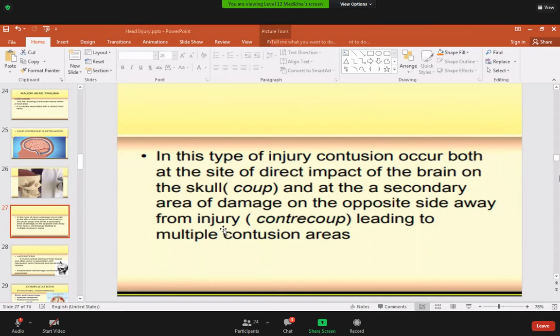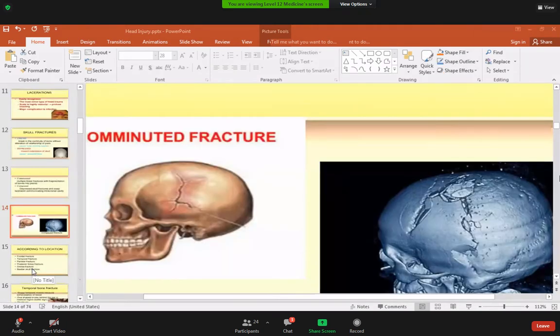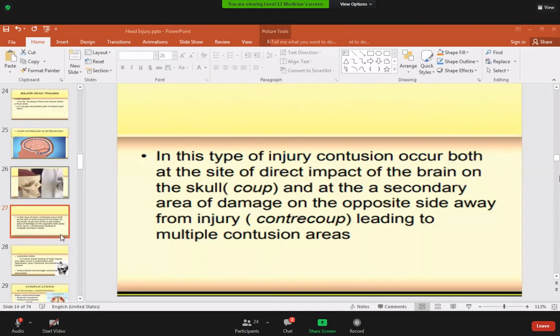We call it counter coup injury, but usually these injuries are of major head trauma. The patient is usually involved in a road traffic accident or some blast injury or some high velocity trauma or a fall from a very big height, and they can have these coup and counter coup injuries. Minor trauma usually doesn't lead to these sorts of injuries.